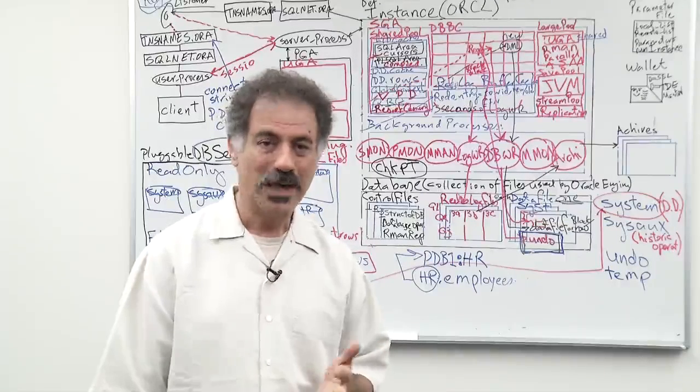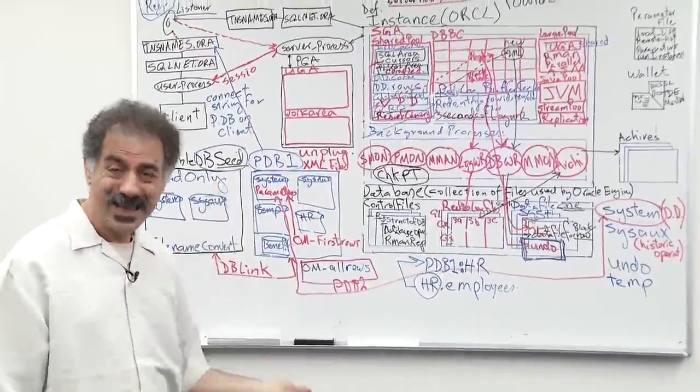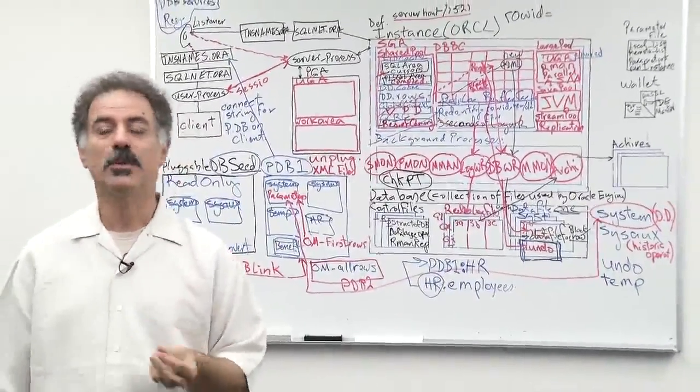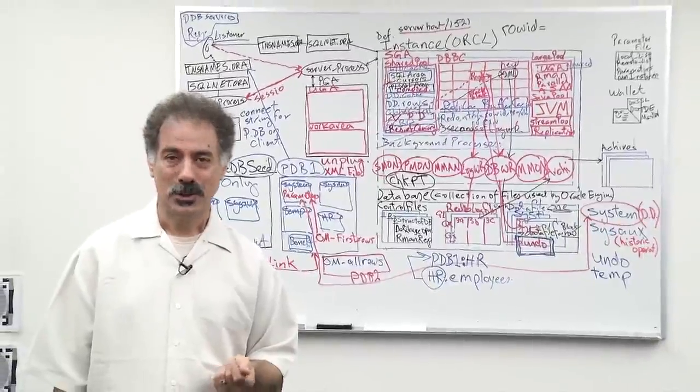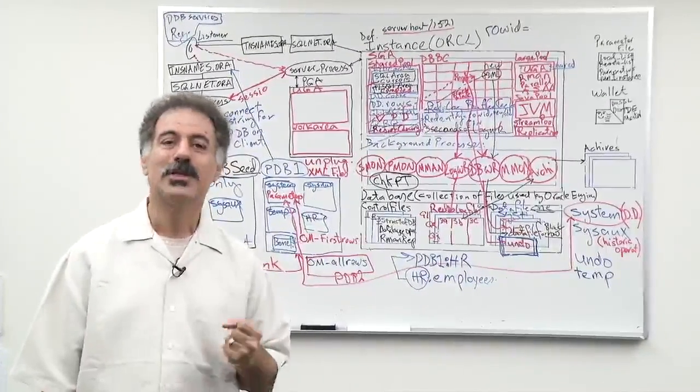All right? So now we fully understand and can see a container 12c database. This concludes our architecture discussion for the container database.